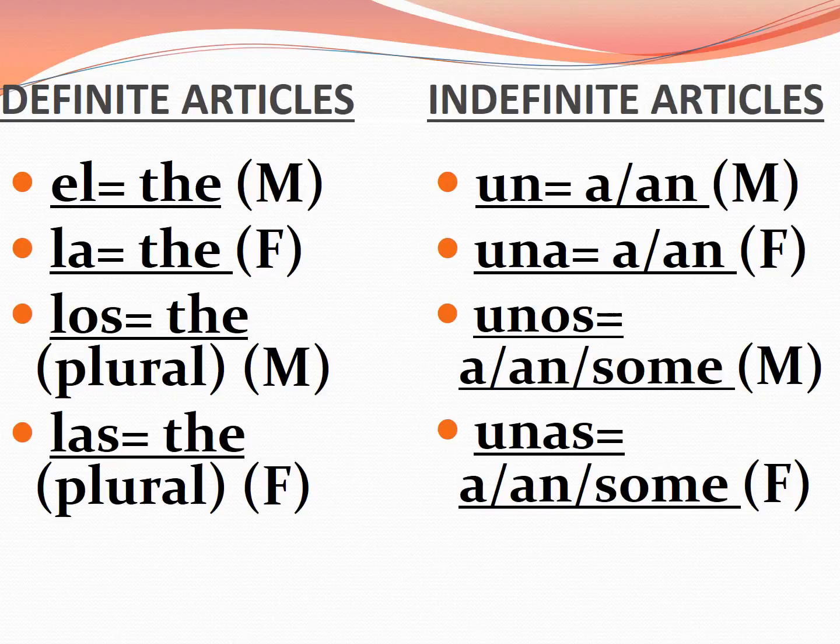There are also effectively 4 ways to say a in Spanish. Definite and indefinite articles are the following. Un can be a or an. It is masculine. Una is a or an. It is feminine. Unos is effectively the plural of a or an, masculine. We typically say some. And unas is effectively the plural of a or an, feminine. We typically say some.